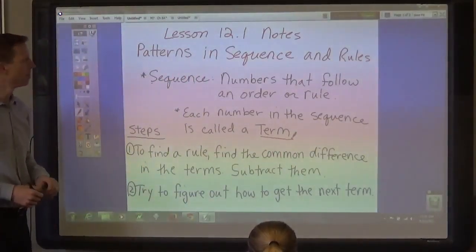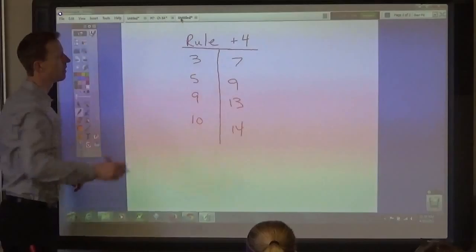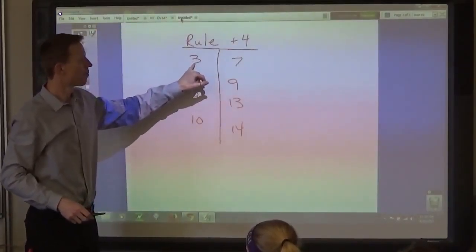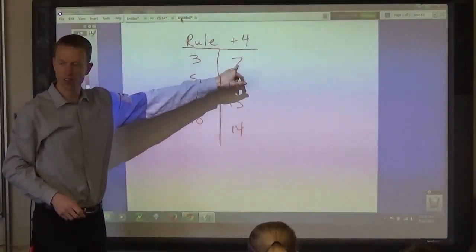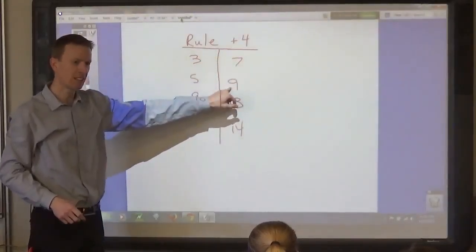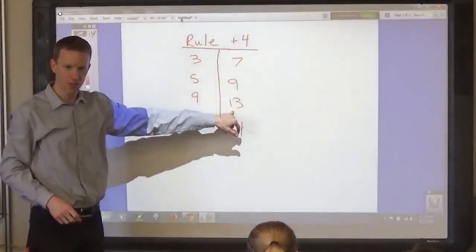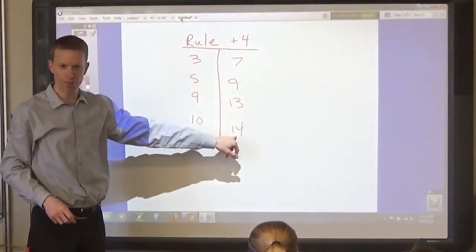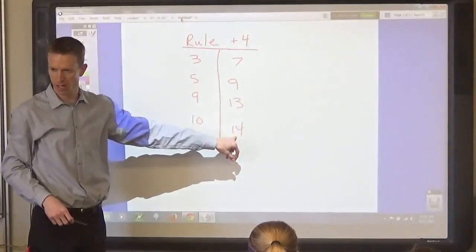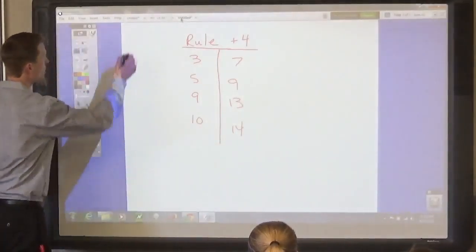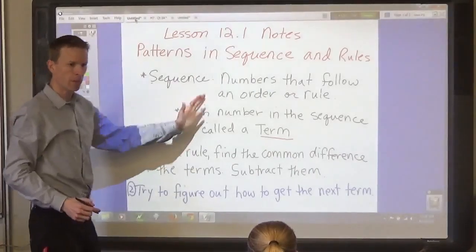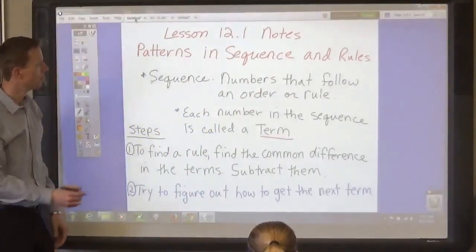Okay? So if we go back to our simple example, 7 is the first term. 9 is the second term. 13 is the third term. 14 is the fourth term. Okay? Each number in the sequence is called a term.